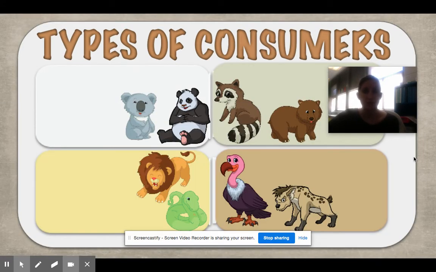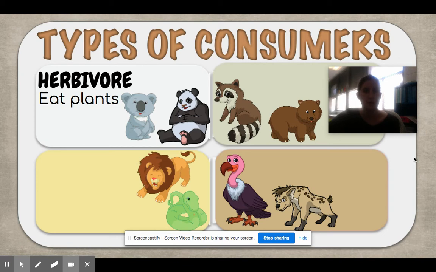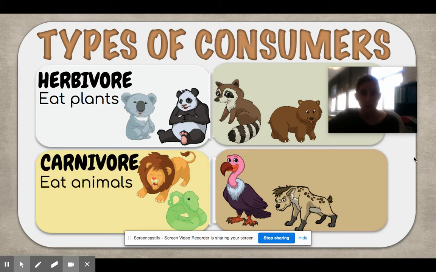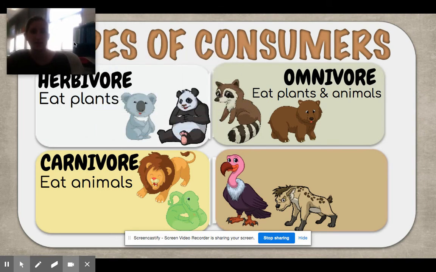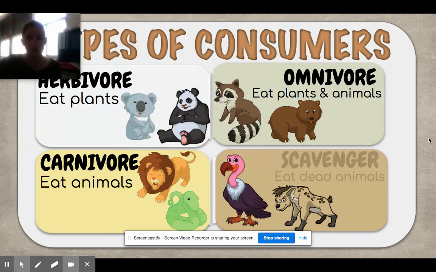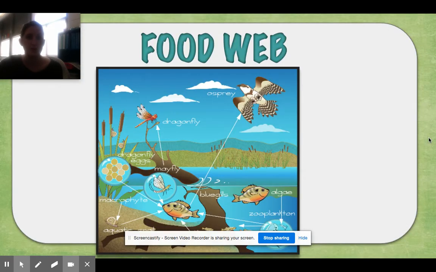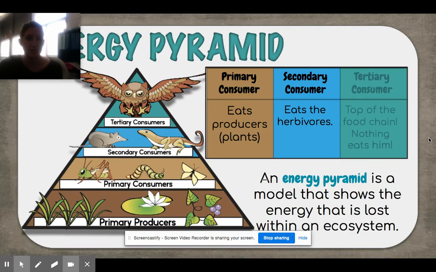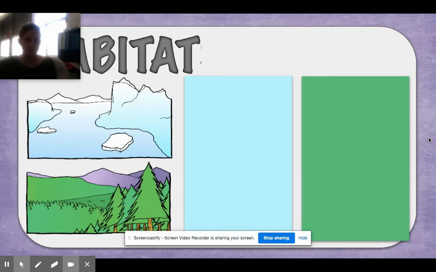So, types of consumers. We might go into this a little bit. You have herbivores, which eat plants. You have carnivores. Carnivores eat animals. And omnivores are not picky. They eat plants and animals. Whereas scavengers eat dead animals. They particularly like to eat dead things. So we'll go into food chains and food webs later. A lot of fun.